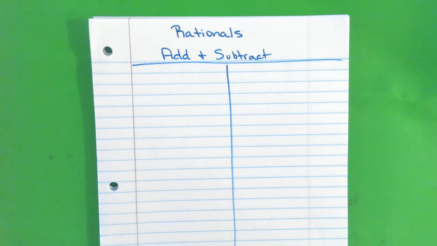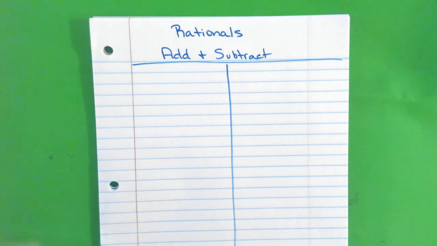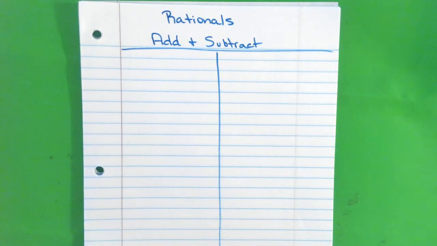We're going to be talking about rational numbers and adding and subtracting, along with multiplying and dividing. So we're going to start our notes like this. Title it Rationals, Add, Subtract at the top, and make a T all the way down to the bottom to separate the two sides. Okay, first I'm going to start with your basic integer rules.